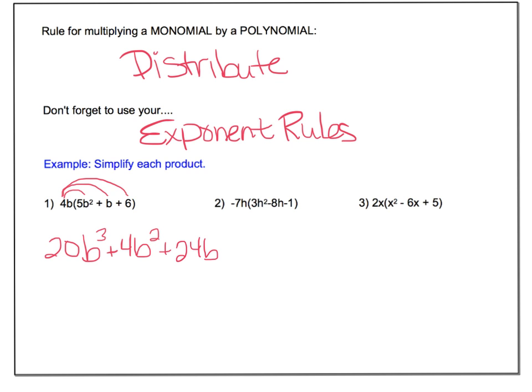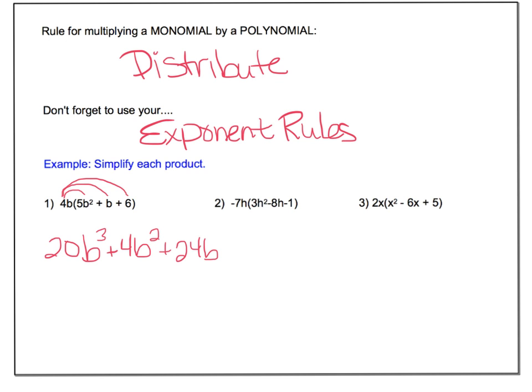Looking at the second example, I have a negative 7h on the outside of a trinomial. So when I multiply negative 7h times 3h squared, you end up with negative 21h cubed. Taking negative 7h times a negative 8h gives you a positive 56h squared. And then finally, a negative 7h times a negative 1 gives us a positive 7h.